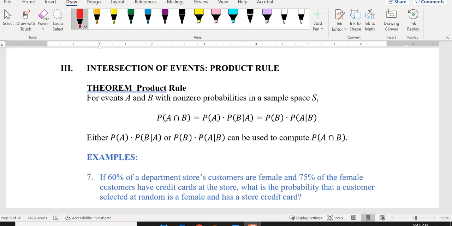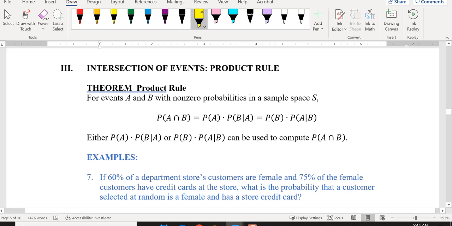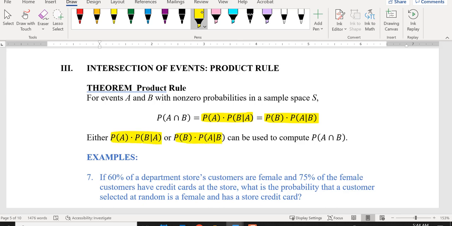Now let's go talk about intersection of events, the product rule. We have a theorem that says for events A and B with non-zero probabilities in a sample space S, the probability of A and B can be found two ways. The probability of A times the probability of B given A, or you can say it's the probability of B times the probability of A given B. Either of those two values can be used to find the probability of A and B. So let's go look at an example.